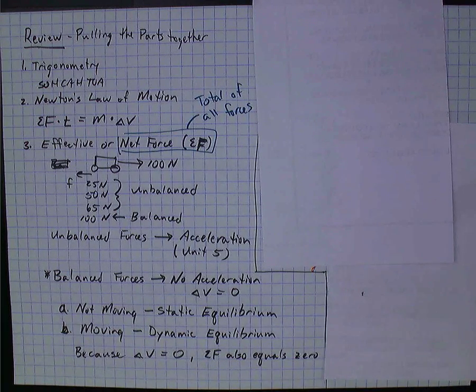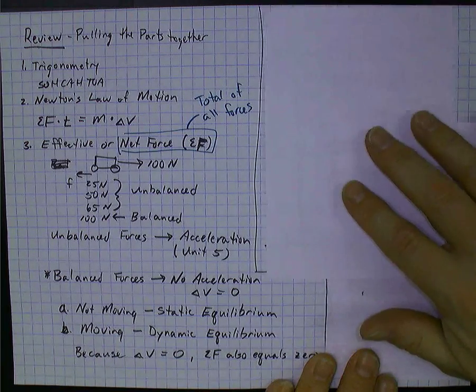So in all the problems we're going to work in Unit 4, the net force will always be equal to 0, because the object will never be accelerating. It will be moving perhaps, but never changing, never accelerating.